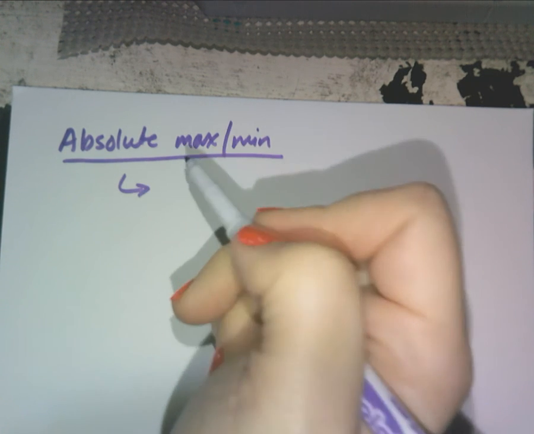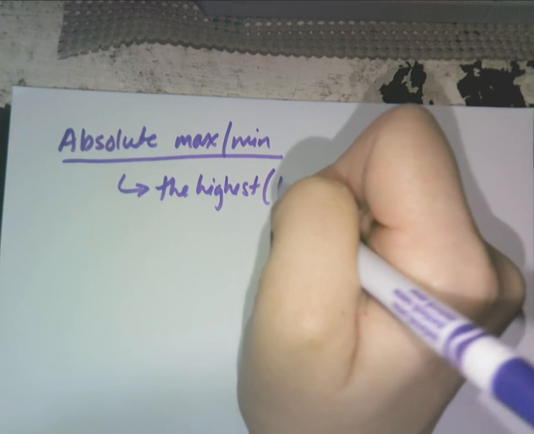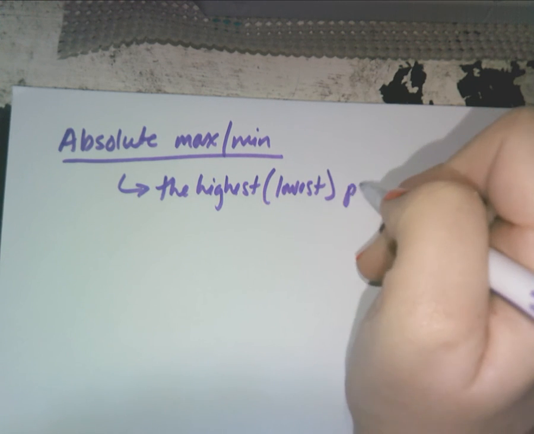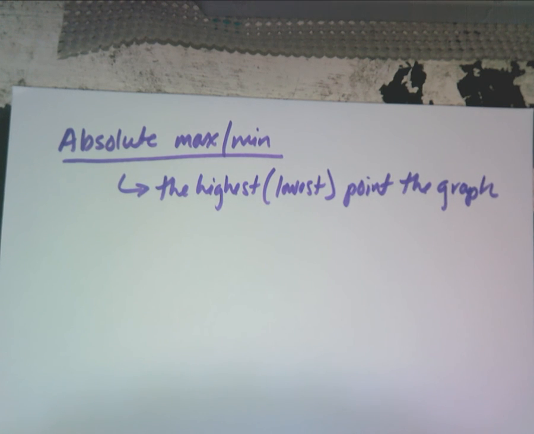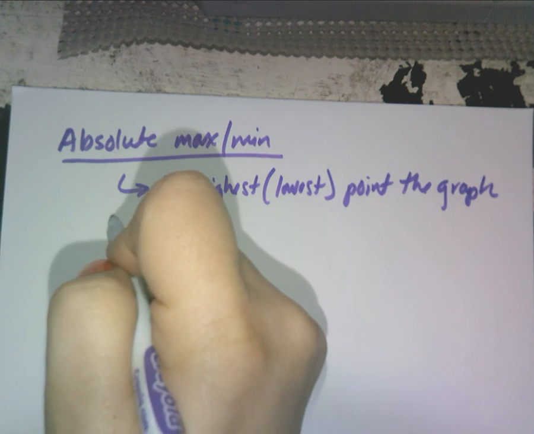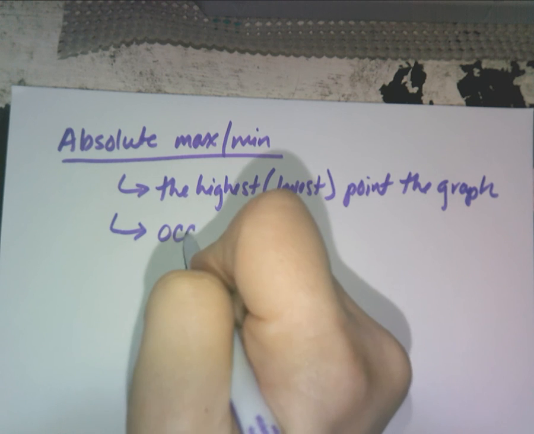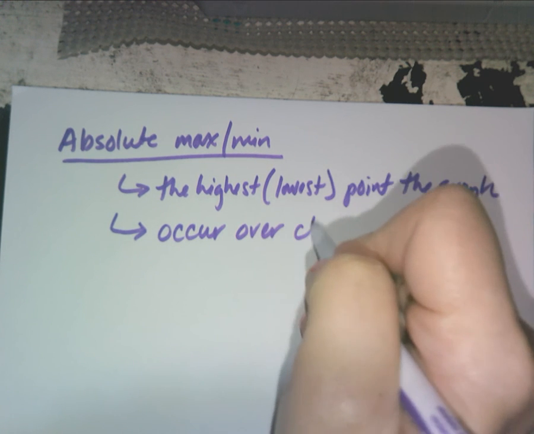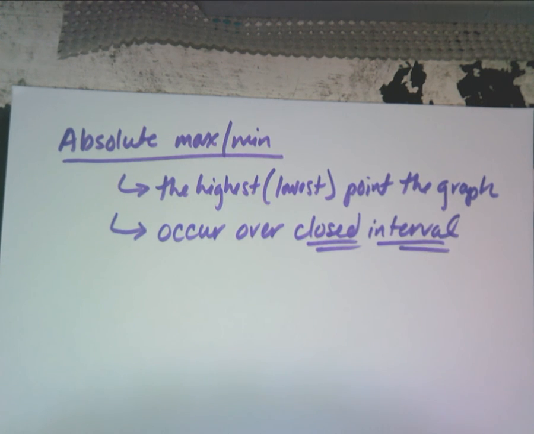So if you remember from last year, if you are the absolute max or the absolute min on the graph, you are the what? The highest point. Okay? You are the highest or the lowest point on the graph. There is no other higher than you. There is no other lower than you. Okay? Here's the new thing though. Maxes and mins actually occur over closed intervals.